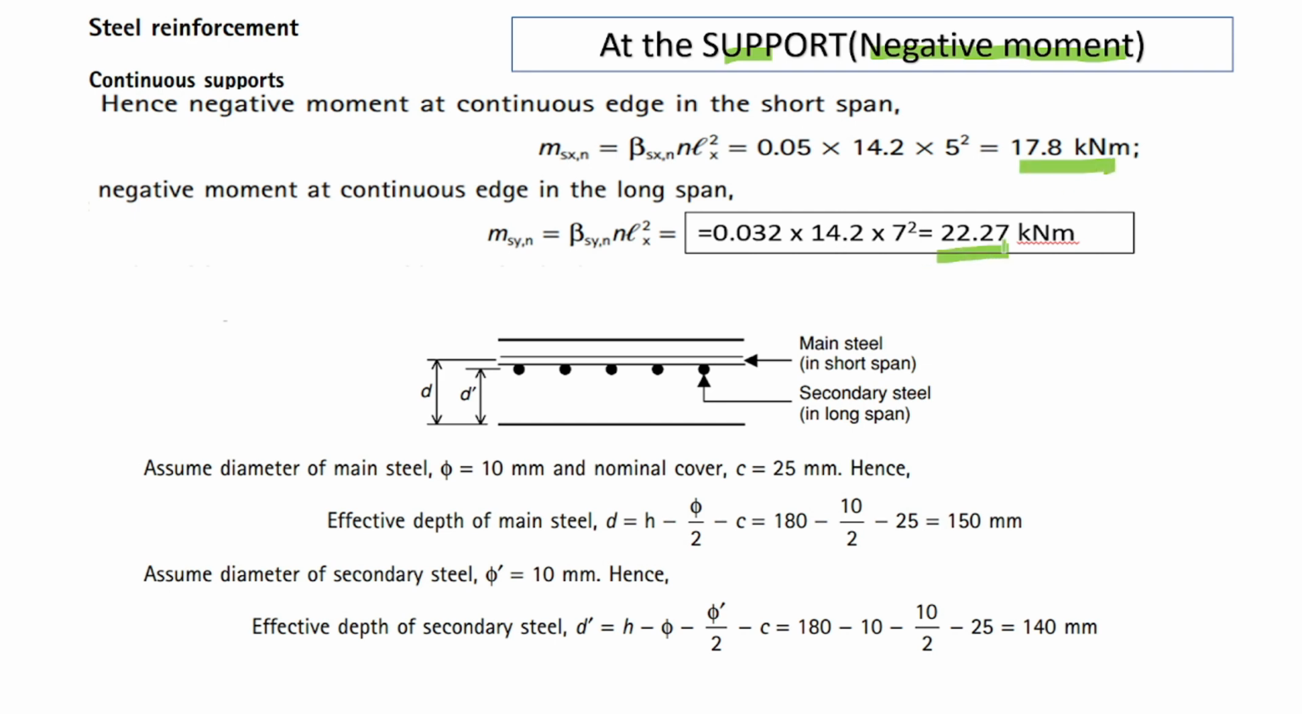Okay, and the coefficients that we had in computing the moment. Take note that at the support, the reinforcement is at the top. So the total here is h, so you have here h minus the diameter of our reinforcement, which is actually 10. This one is 10, so 10 over 2, and then minus c, 25. C is here.